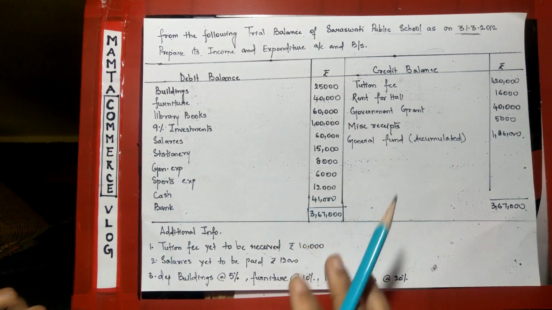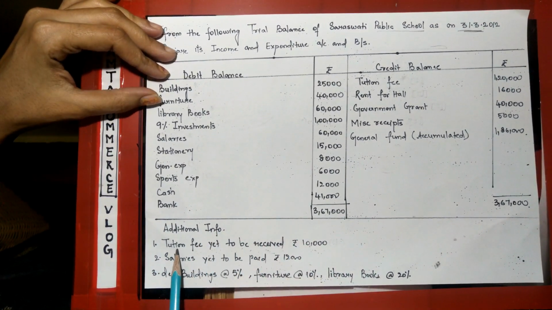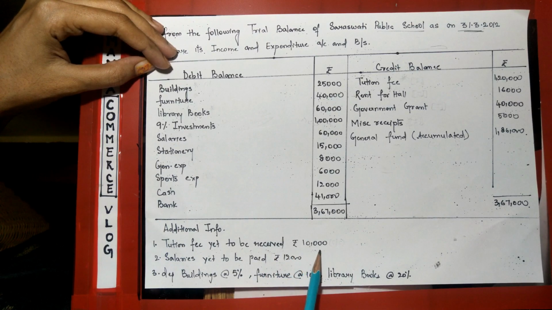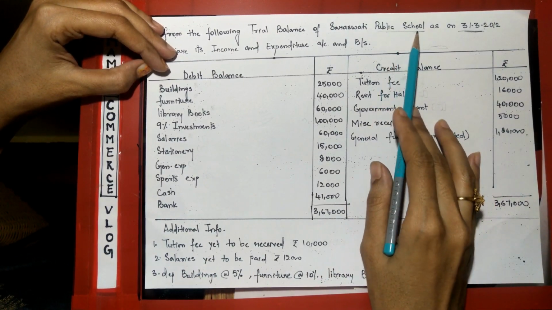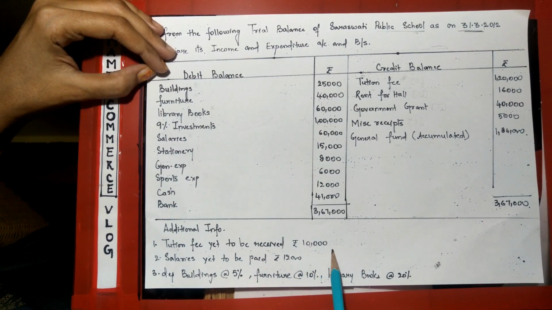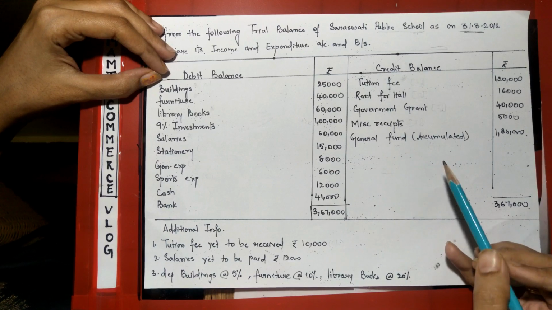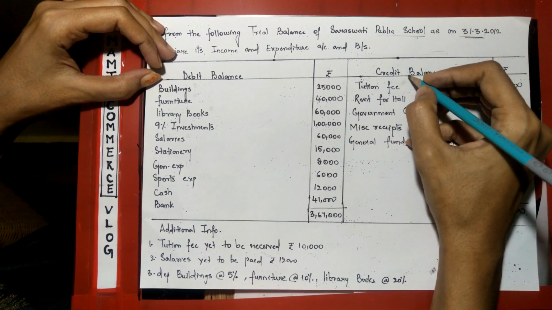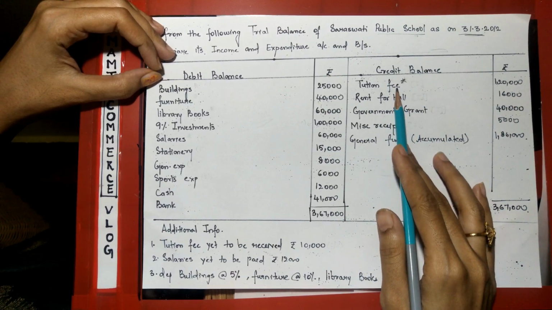So the additional information, first point says that tuition fee yet to be received 10,000. This means we have not yet received tuition fee, and tuition fee is an income for this public school. For this school it is an income. So tuition fee is considered as an income to us. So wherever we find tuition fee, we will put a star mark. This star mark indicates that there is an adjustment for this point.